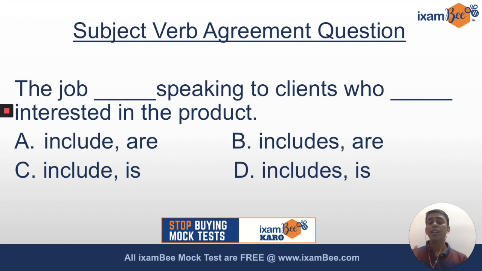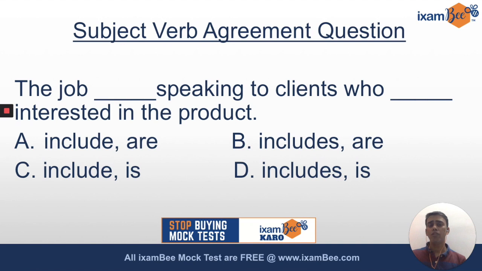The job dash speaking to clients who dash interested in the product. All right, so let's solve blank by blank. Let's check the first one. The job dash speaking to clients. Now, you're talking about the job, just one job. Okay, so clearly this is singular, right? So this particular blank needs a singular verb.